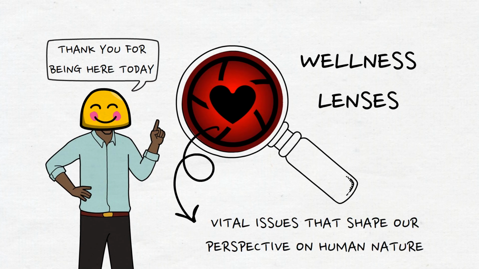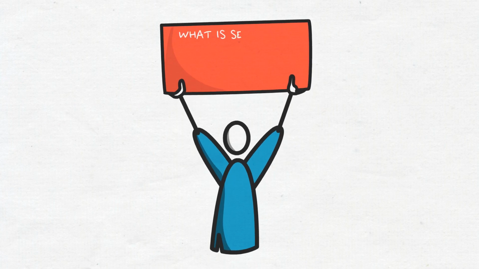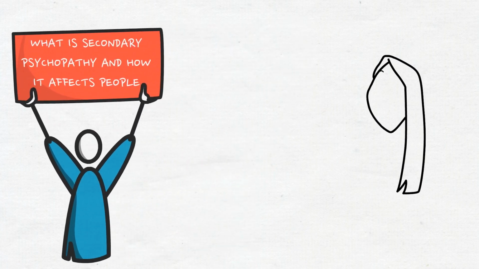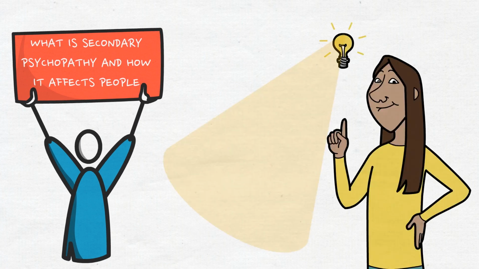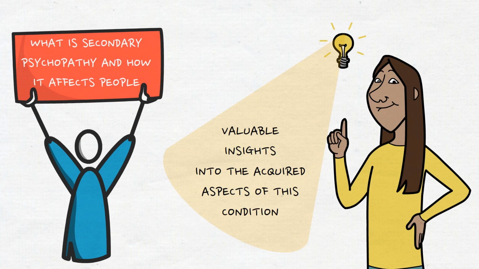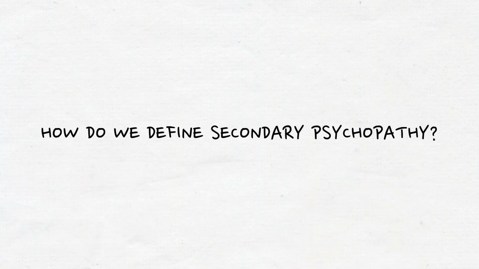Thank you for your continued support as we explore vital issues that shape our perspective on human nature. This video will explain what secondary psychopathy is and how it affects people. Secondary psychopathy, in particular, sheds light on valuable insights into the acquired aspects of this condition. So, how do we define secondary psychopathy?